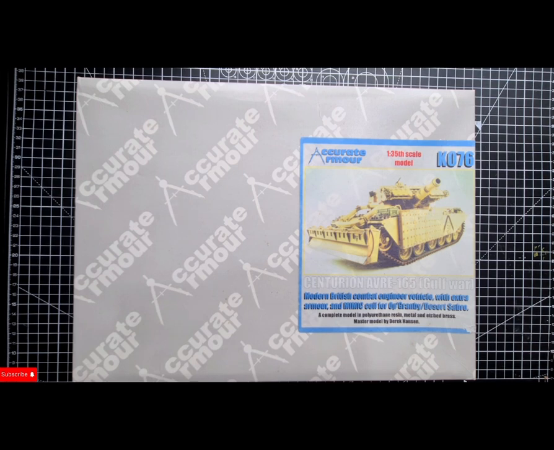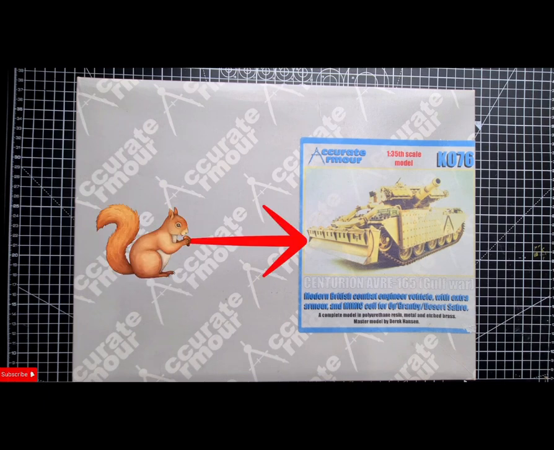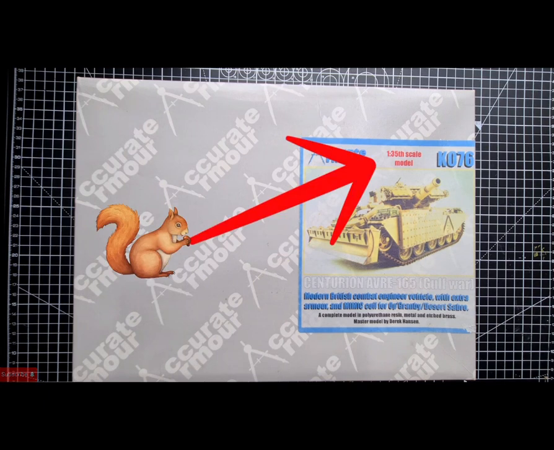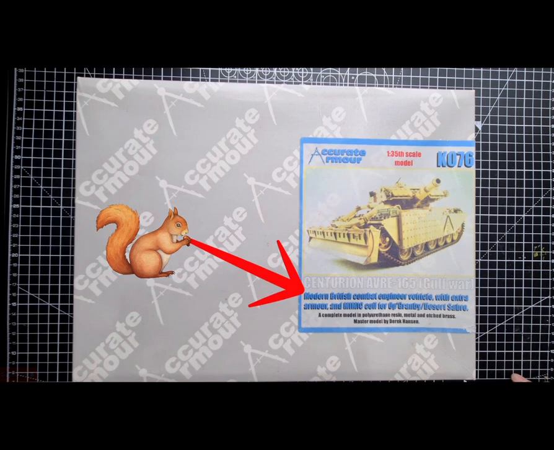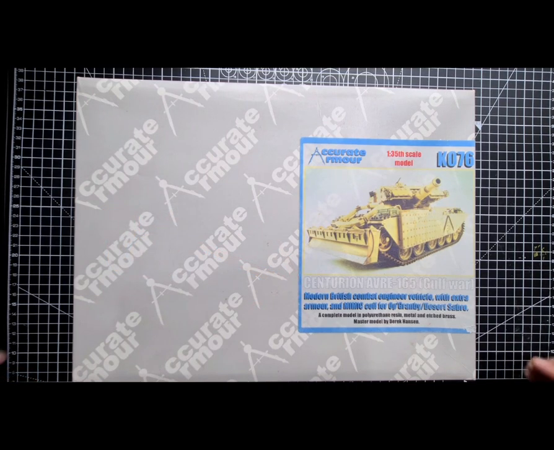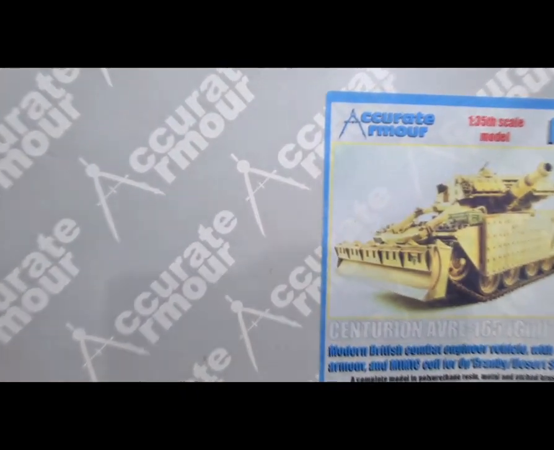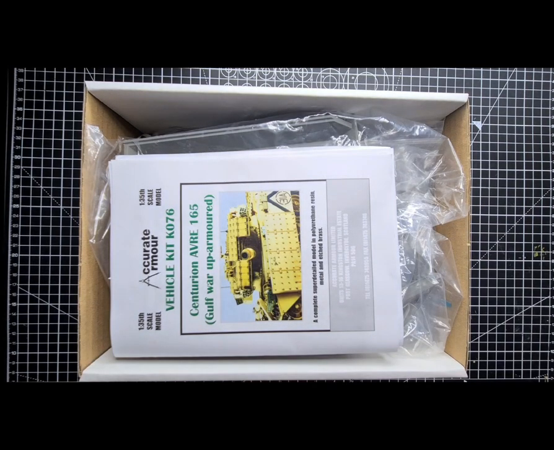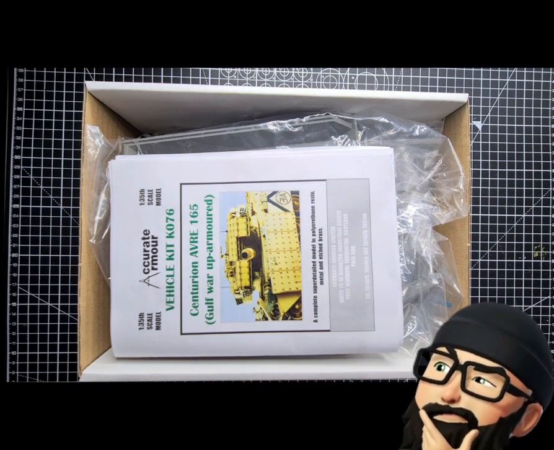As you can see, the kit comes packaged in a cardboard box with the Accurate Armour logo, and a label clearly showing a picture of the finished model, along with the scale of the model, the kit number, and a brief description of what the kit contains. As we remove the lid, we'll see that the box contains a set of instructions and some plastic packaging.